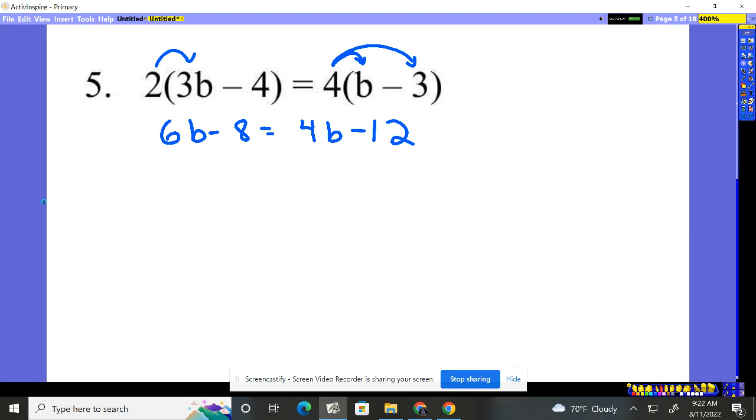So now I'm like, okay, I need to get all variables one side, all numbers to the other. I always like to move the variable first. I see 6b on the left, 4b on the right. So I'm going to subtract 4b to move it over here. Again, I like to move the smaller variable. 6b minus 4b is 2b.